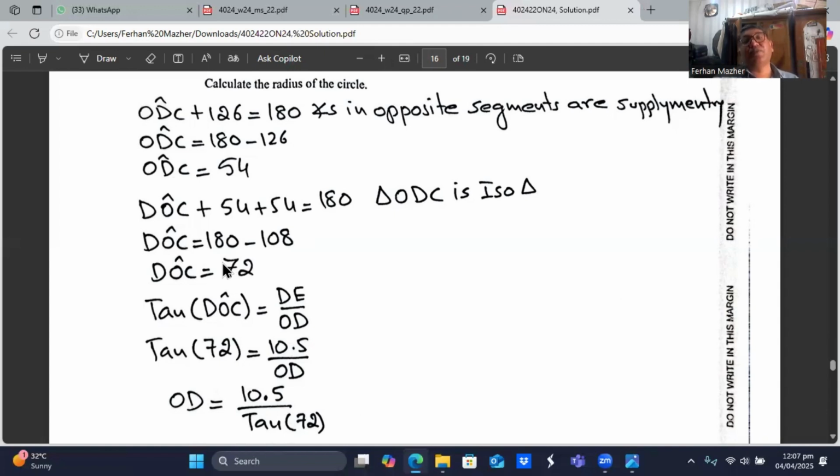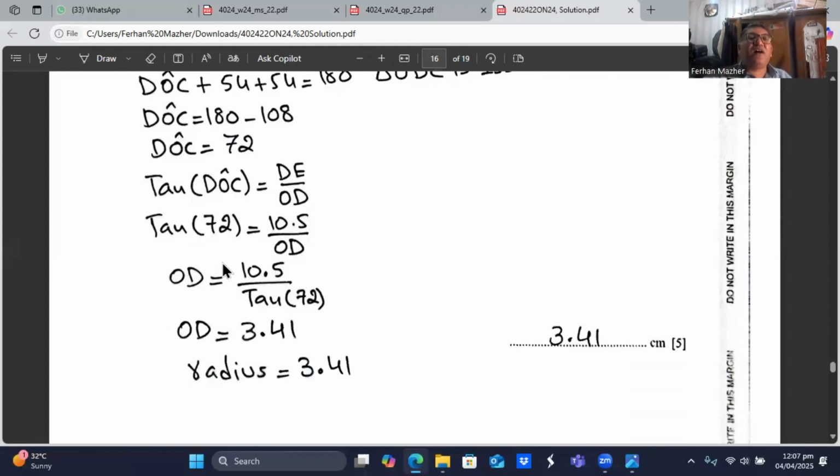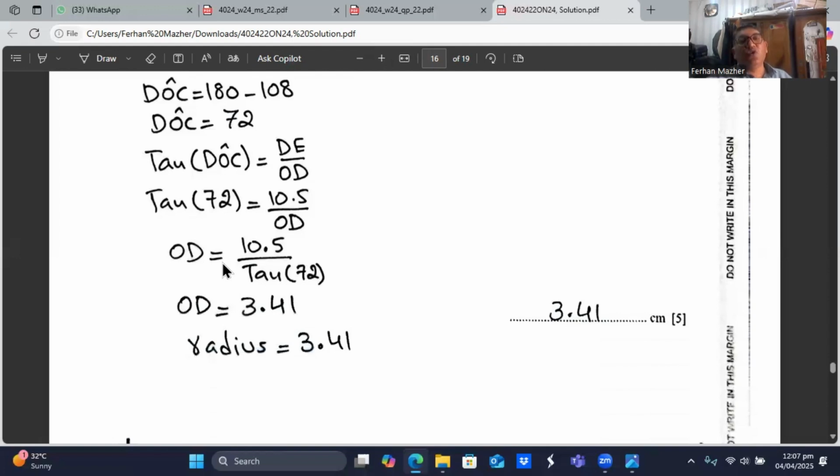Tan DOC is equal to the perpendicular by the base, that is DE by the OD. We know the value of DE is 10.5. We know the DOC angle, that is 72. So tan 72 will be equal to 10.5 divided by the OD. OD will be equal to 10.5 divided by tan 72. When you do this on your calculator, you get 3.41.